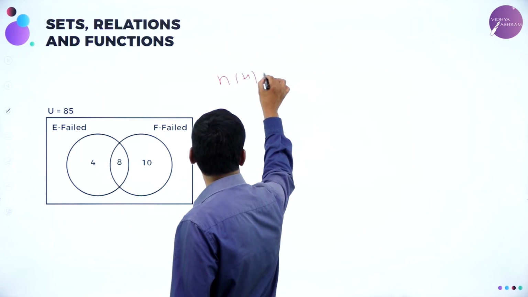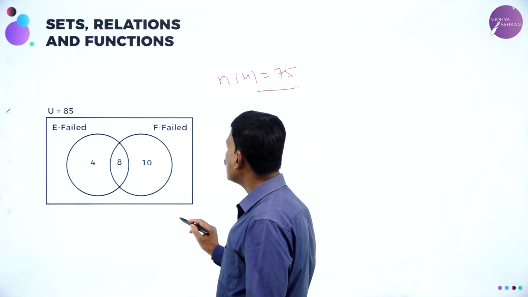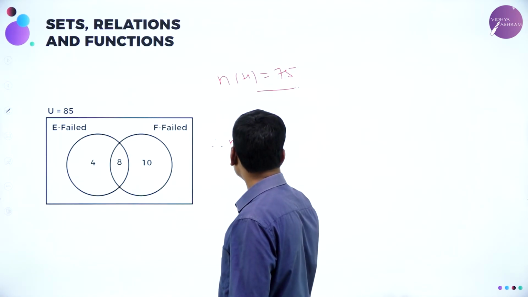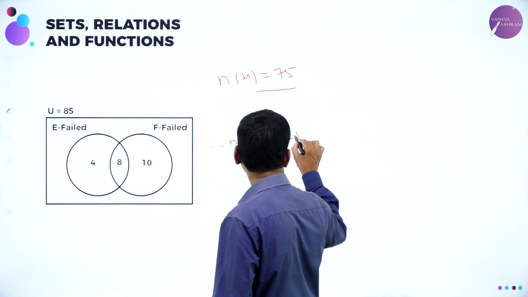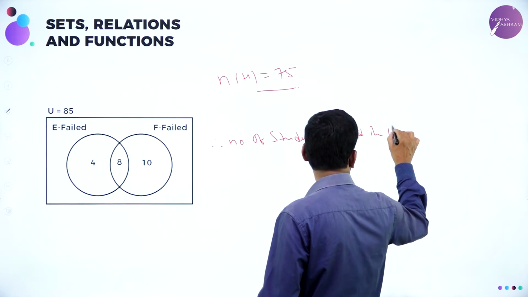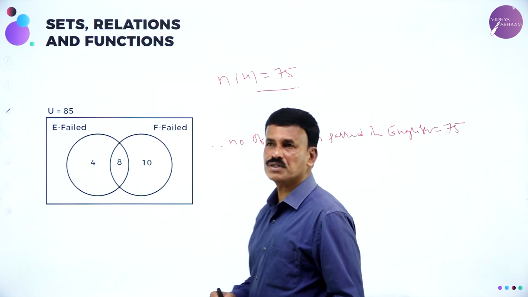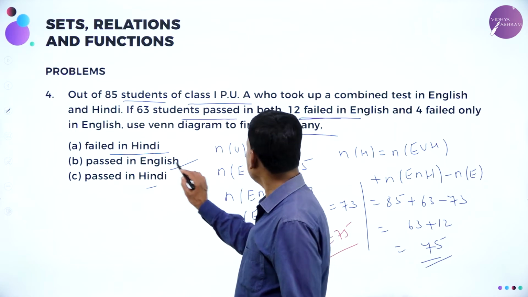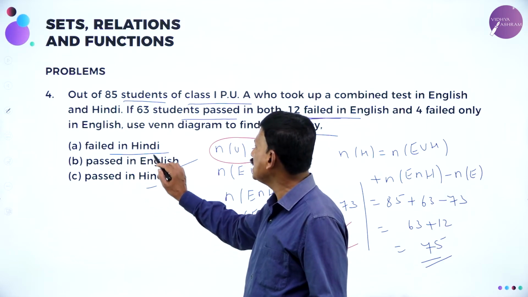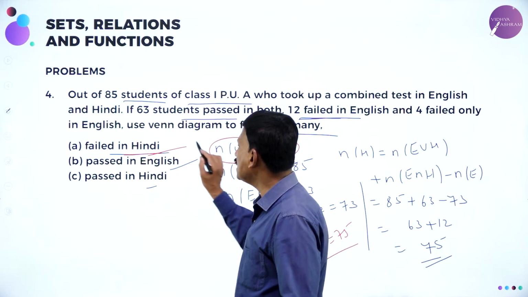So n of H is equal to 75. That means the number of students who passed in English is equal to 75. Out of 85 students, let us take the number of students who failed in Hindi only.